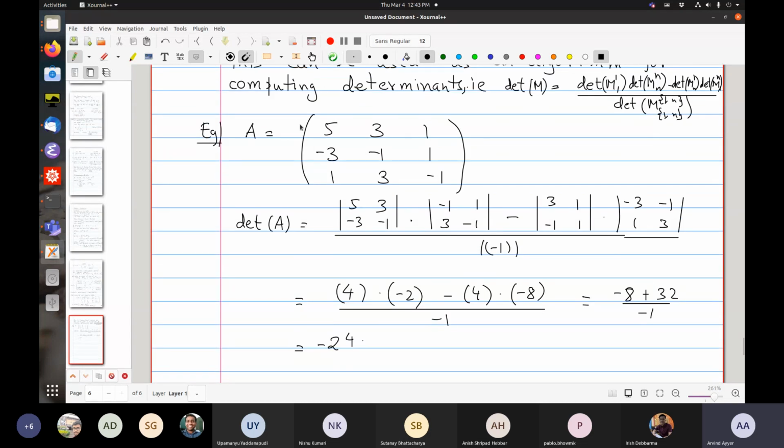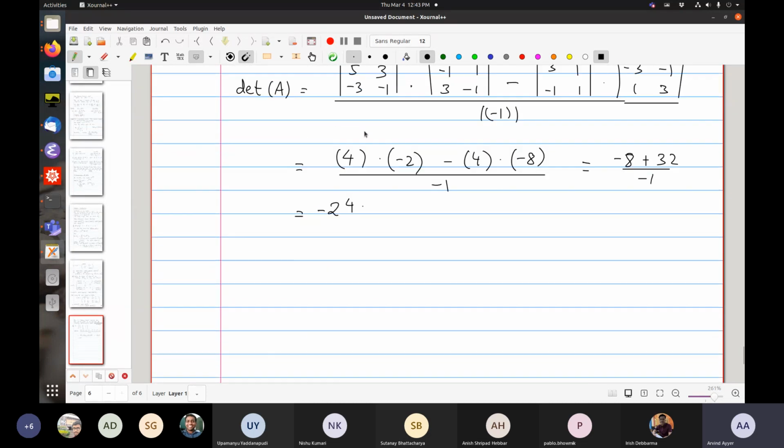And you see what's going to happen in general. So the key point about this algorithm is that we always evaluate 2 by 2 determinants. That's the only thing we are doing. Well, of course, 1 by 1 also sometimes, but mostly 2 by 2 determinants. So it's very efficient actually.